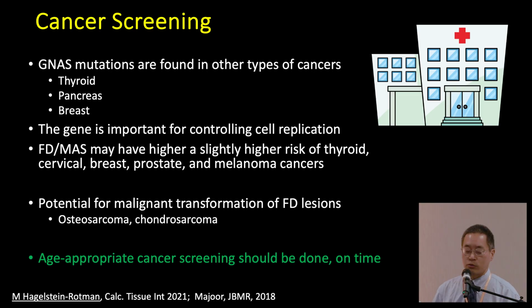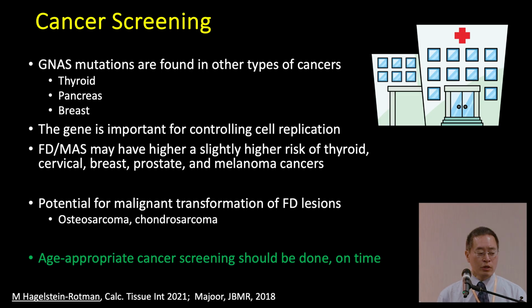There is also this other aspect that there's this potential transformation of fibrous dysplasia bone lesions into things like osteosarcoma or chondrosarcoma. Again, this is extremely rare. It's at the level of case reports where there are a few people who have been reported to have this. We're not 100% sure about what the mechanism is or what the connections are. But if something is suddenly changing, if pain is suddenly out of control and very different, it is very important that this be checked for and thought about. So we generally recommend that age-appropriate cancer screening should be done on time and not missed.